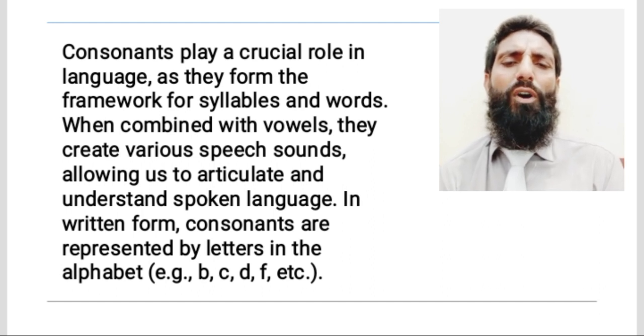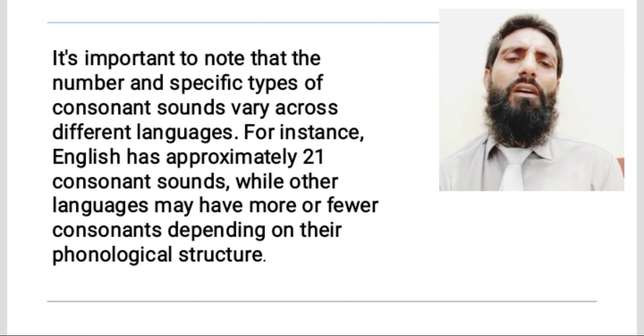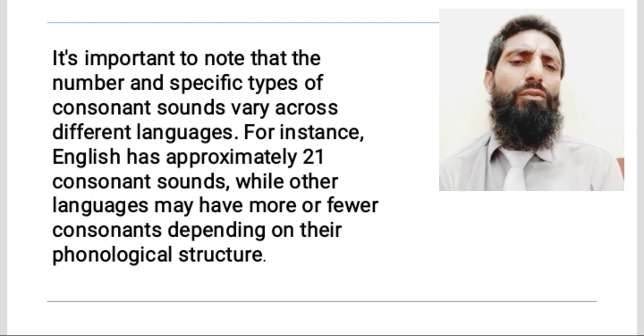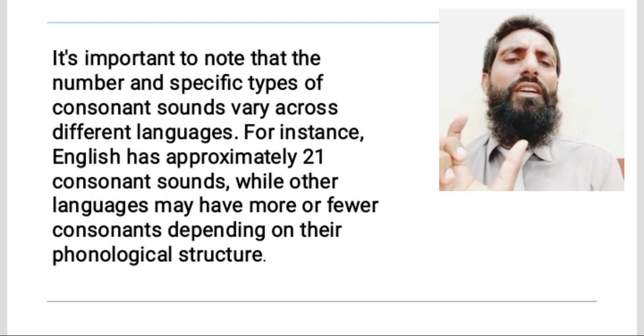All points were very clear to my dear students in the slide we were discussing. Now let's move towards the next one. It's important to note that the number and the specific types of consonant sounds vary across different languages. For example, English has approximately 21 consonant sounds, while other languages may have more or fewer consonants depending on their phonological structures.